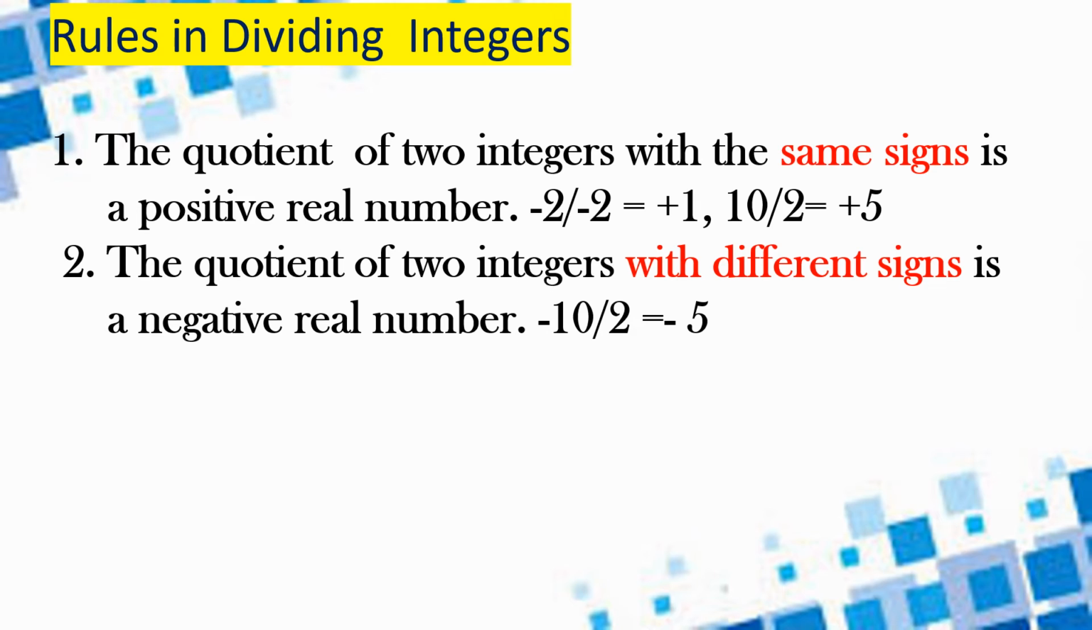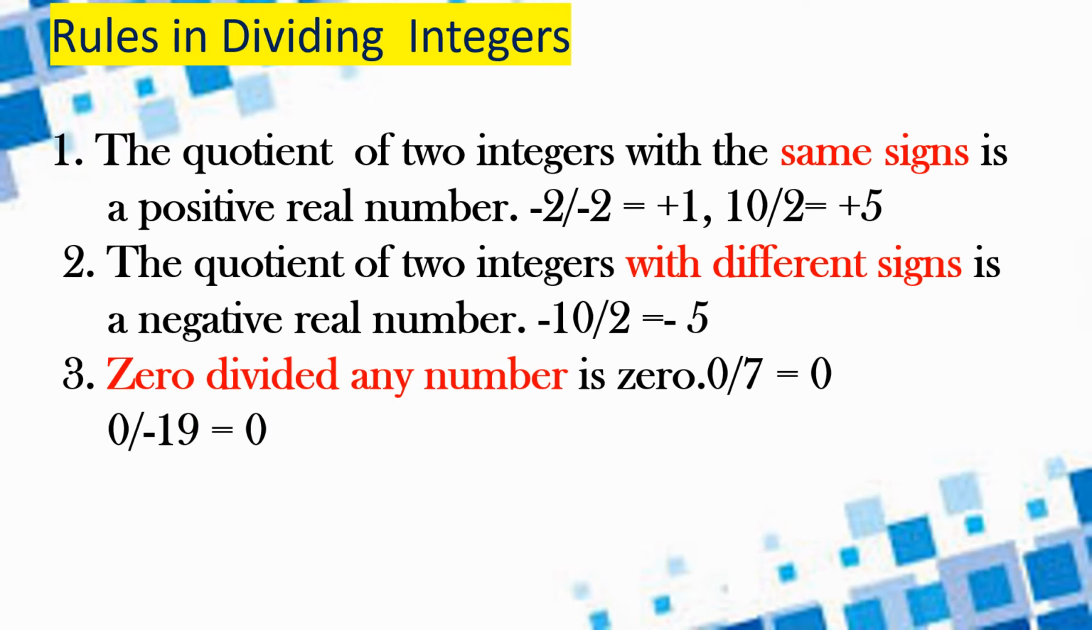Number 2, the quotient of two integers with different signs is negative real number. Right, so yun naman yung magkaiba. In multiplication, multiplying unlike signs, the product or the sign of the product is negative. Ganon din po dito sa quotient. The quotient of two integers with different signs is negative real number. For example, we have -10 divided by 2. Right, and that is -5. Right?